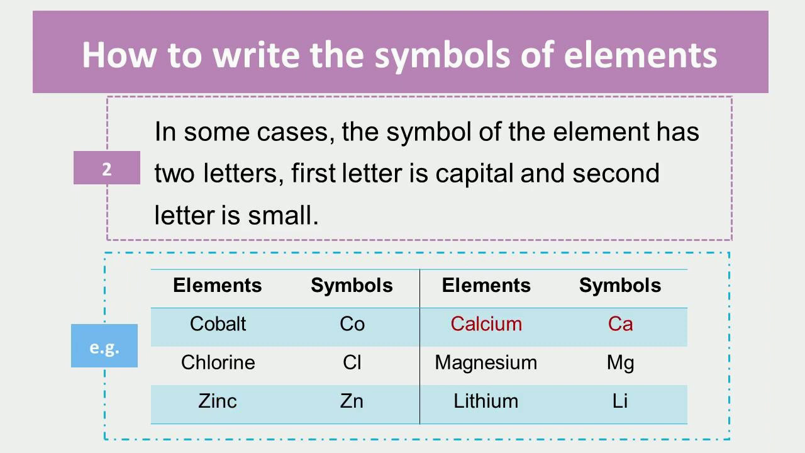The symbol of calcium is Ca. Symbol of magnesium is Mg. Symbol of lithium is Li. Likewise, many other elements are there whose symbols contain two alphabets.